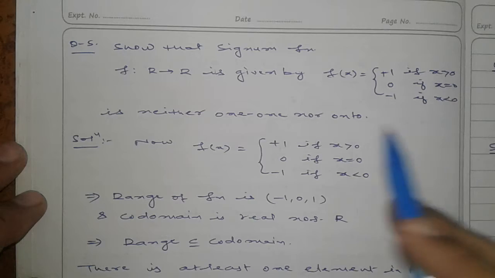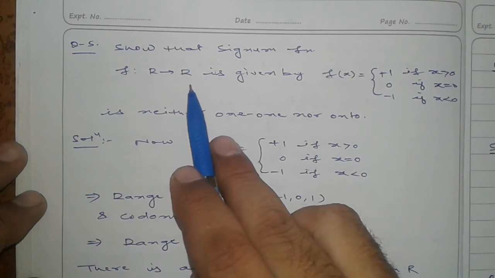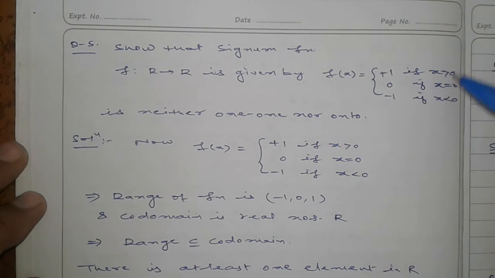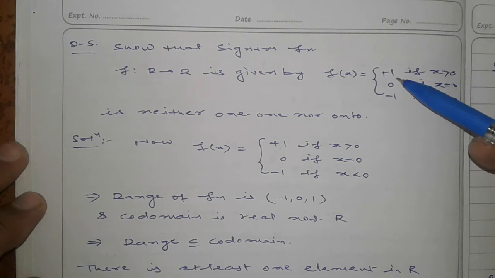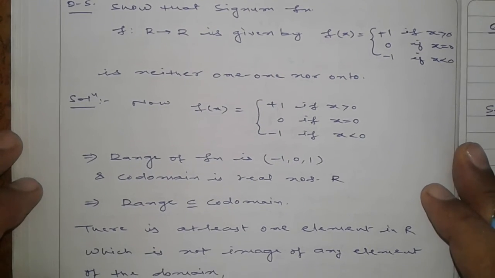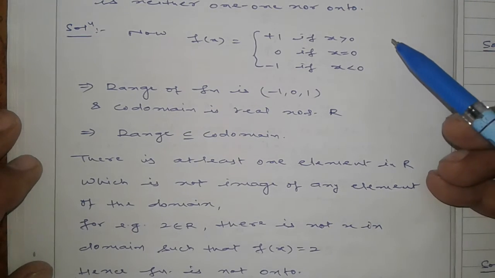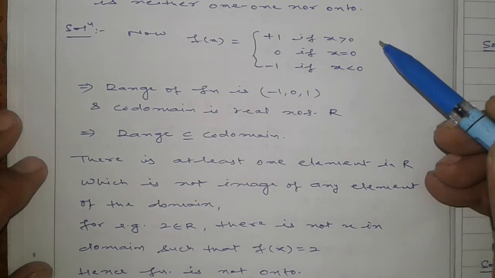The next question is: show that the signum function f from R to R is defined by, the definition of the signum function is: f of x is 1 if x is greater than 0, f of x is 0 if x is 0, and it is minus 1 when x is negative. It is neither 1-1 nor onto. Now see the solution. The signum function is neither 1-1 nor onto.